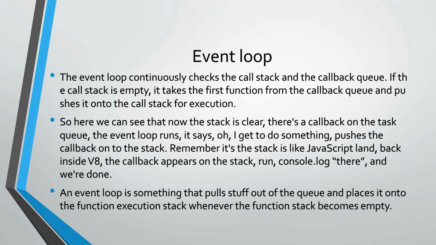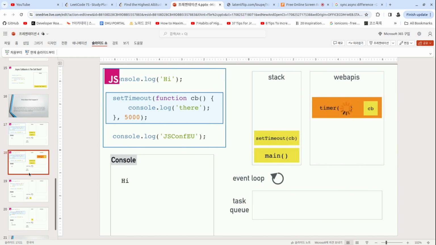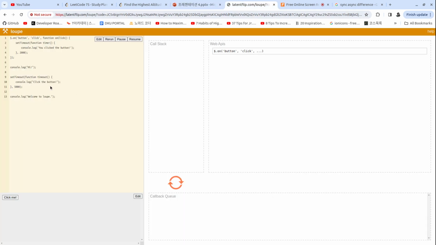There are a lot of words. So the event loop continuously checks the call stack and the callback queue. If the call stack is empty, it takes the first function from the callback queue and pushes it to the call stack for execution. So yeah, it's simple. You can just read it and pause the video. This is an example of it.